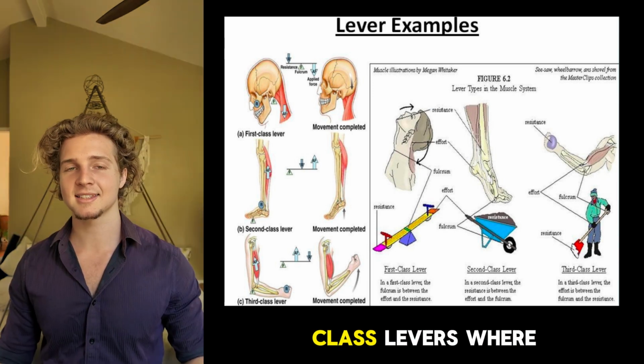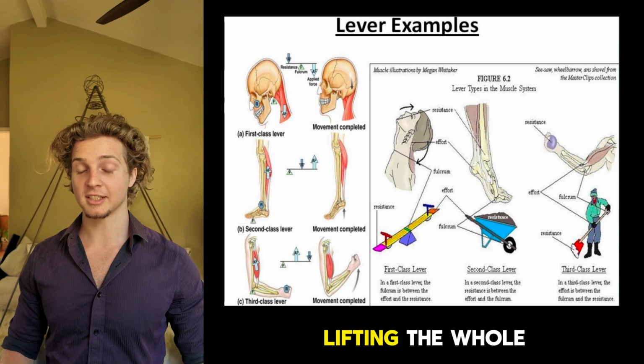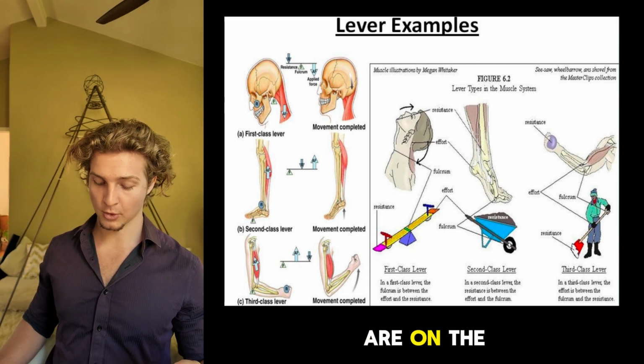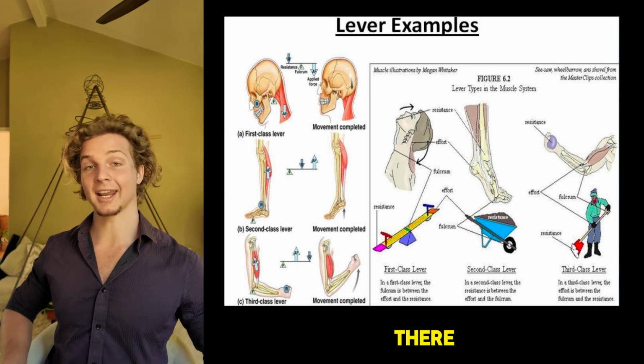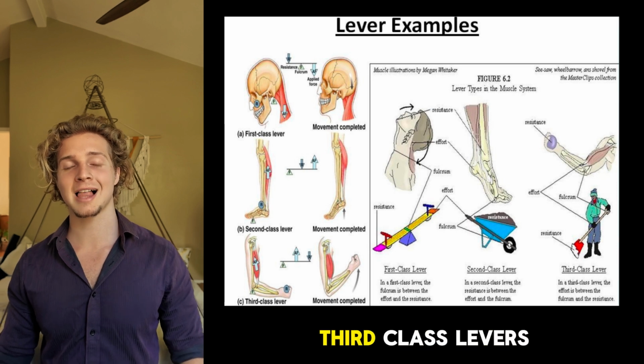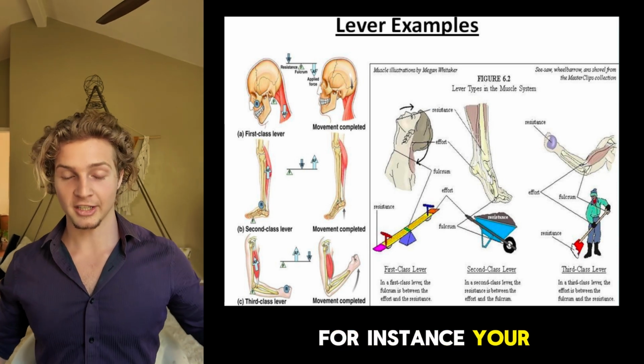We have second class levers where the fulcrum is on the ground and we're lifting the whole body. So it's like the calf muscles, and the toes are on the ground. The toe is actually the fulcrum there, and everything's going up from there. I love these ones. Then we have third class levers, like our arms, for instance, hinge joints.